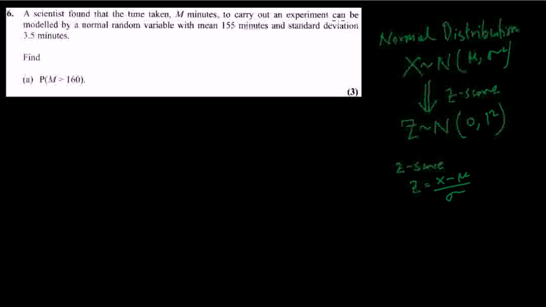So let's start this sum. The first thing is to write down the normal distribution definition. A scientist found that the time taken is m minutes. So I wrote x. Remember, we have to follow the question. So the random variable should not be x here. The random variable should be m here. So m minutes. So the random variable is m.